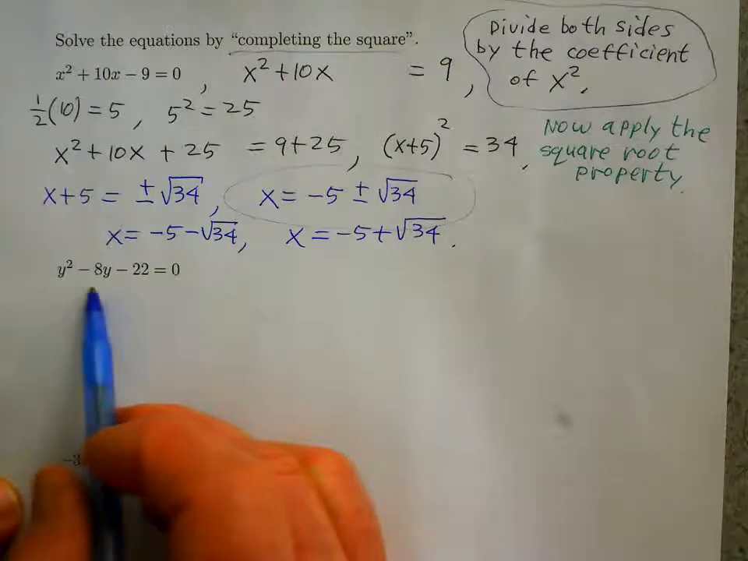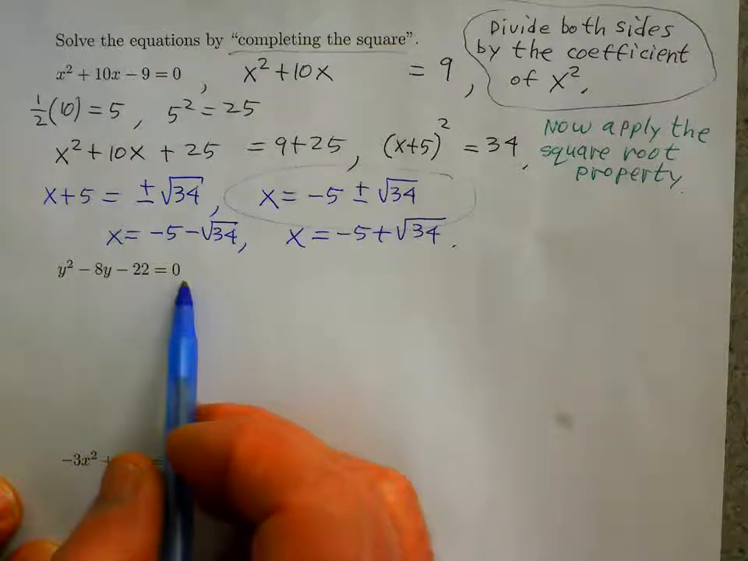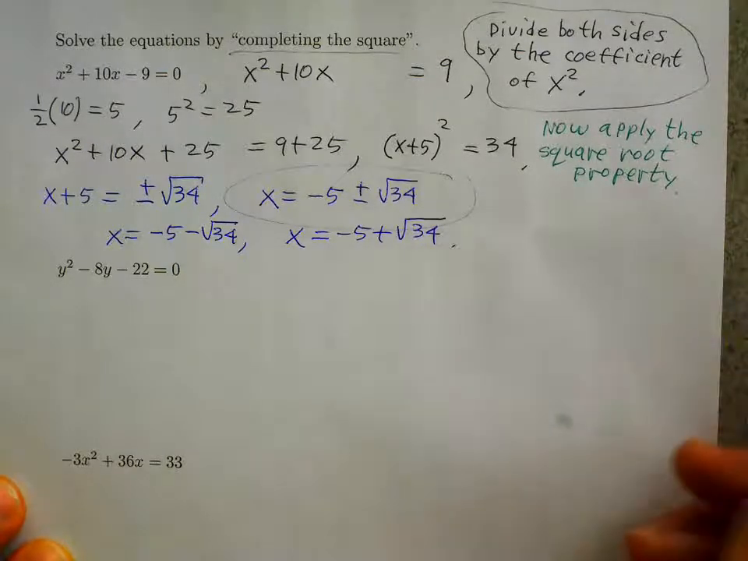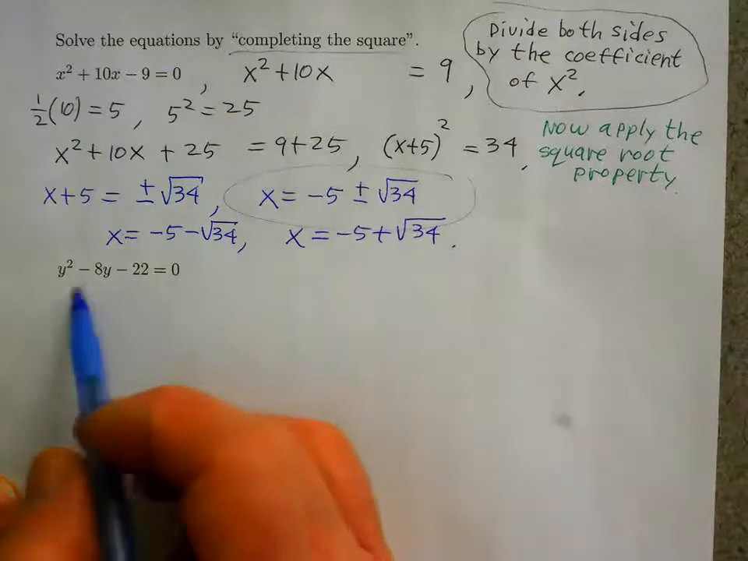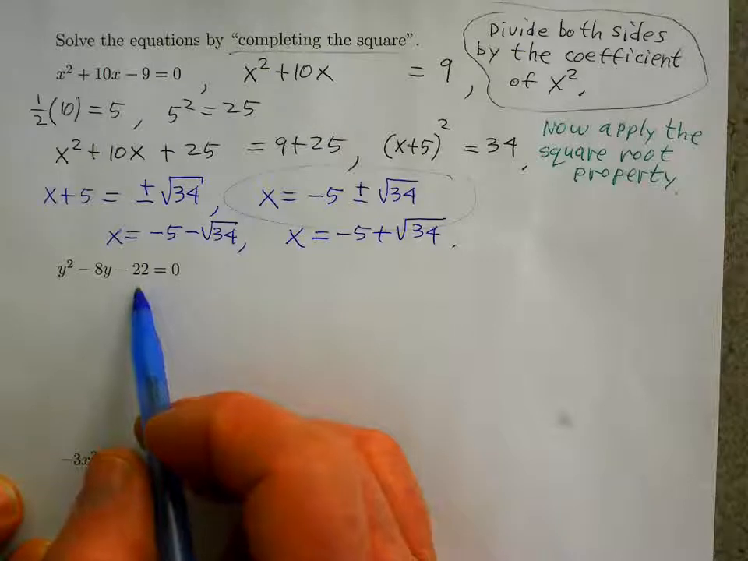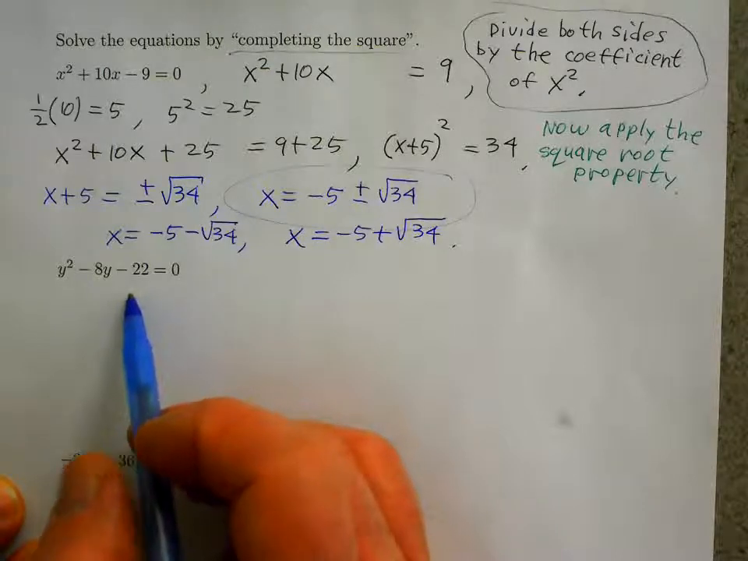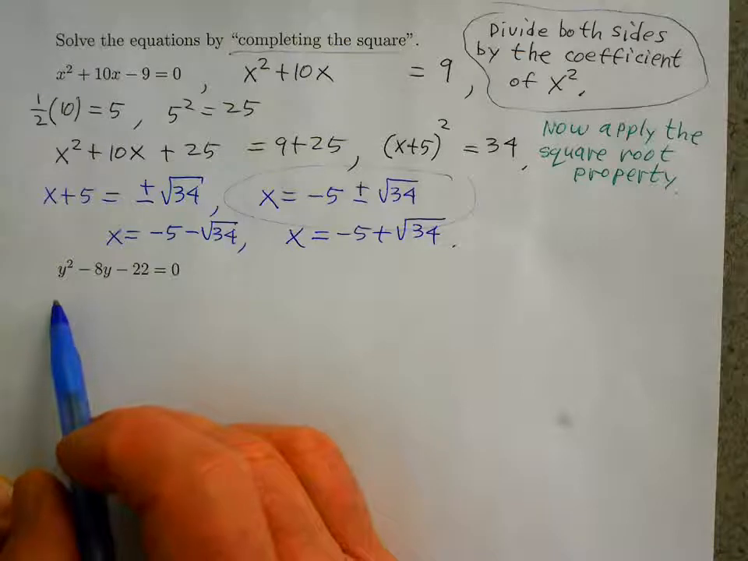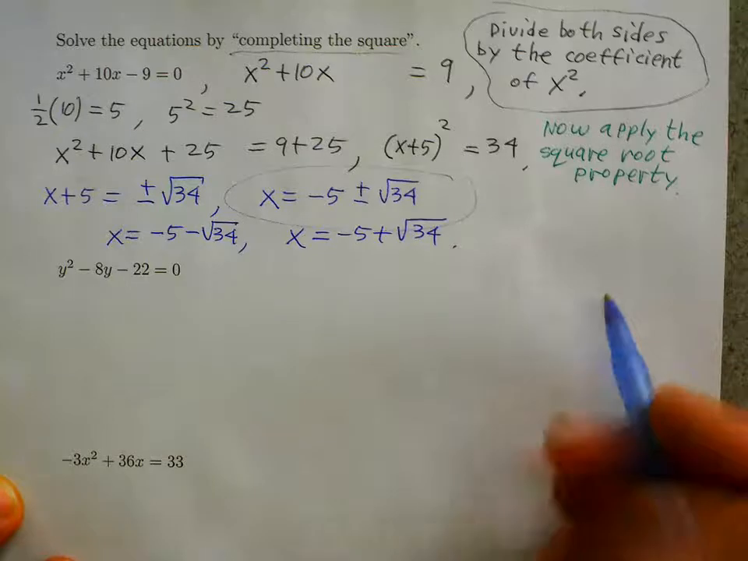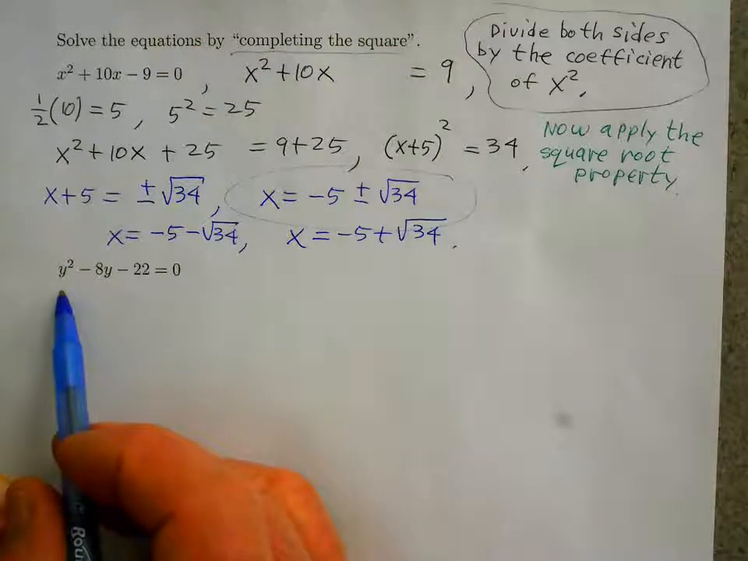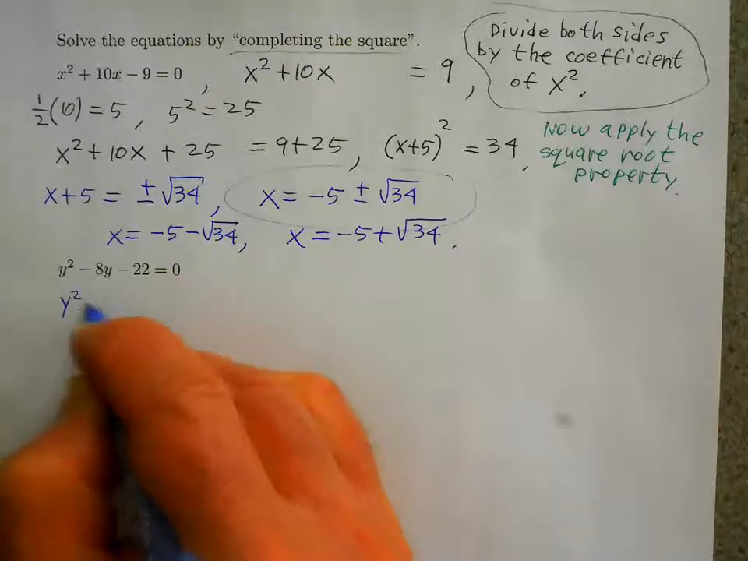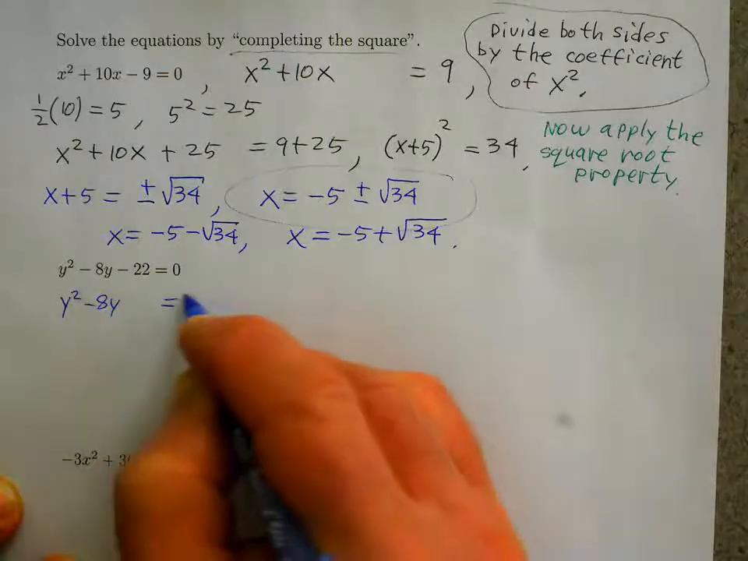y to the second minus 8y minus 22 equals 0. The first two steps are interchangeable, but usually what I do is I move the constant so that it's on the opposite side of the equation as the variable squared and the variable term. So the first step here is to add 22 to both sides. So we get y to the second minus 8y equals positive 22.